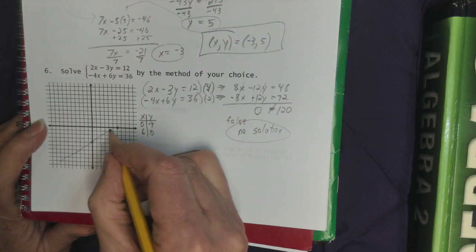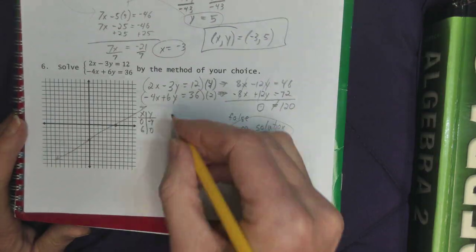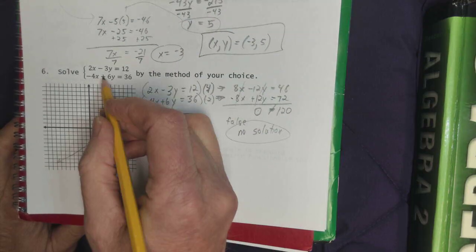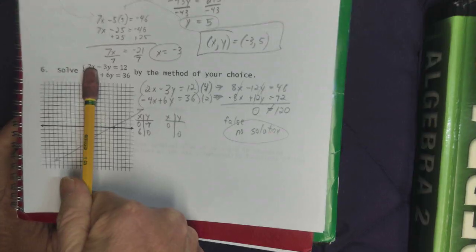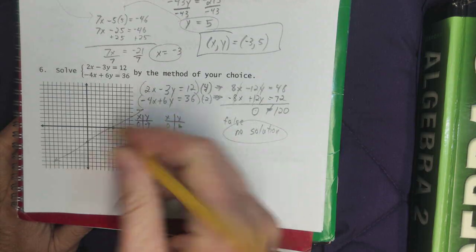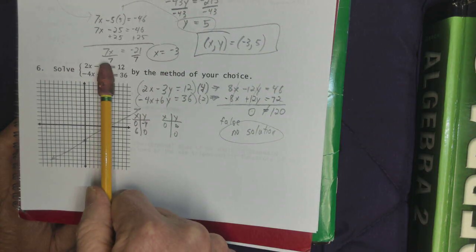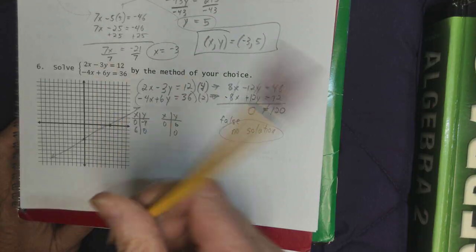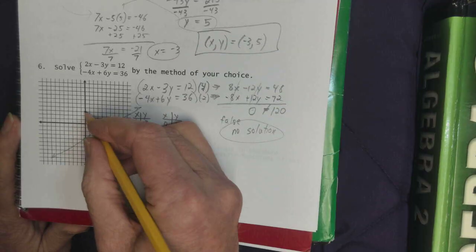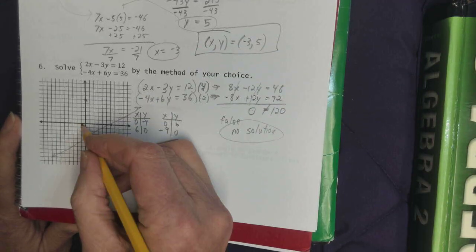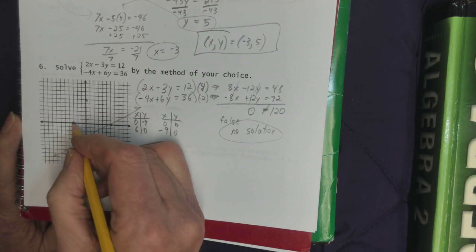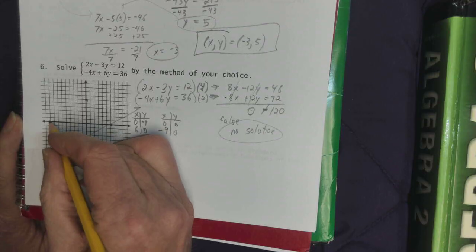Okay, I'm just going to freehand that one. And if x is 0, 36 divided by 6 is 6. If y is 0, 36 divided by negative 4 is negative 9. So 0, 6. And negative 9, 0. 2, 3, 4, 5, 6, 7, 8, 9.